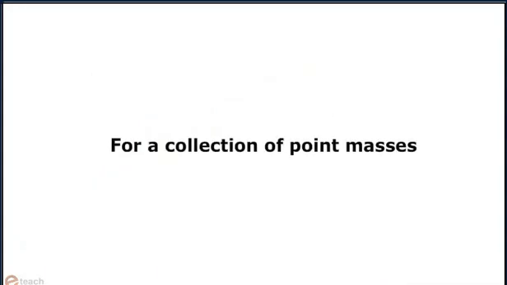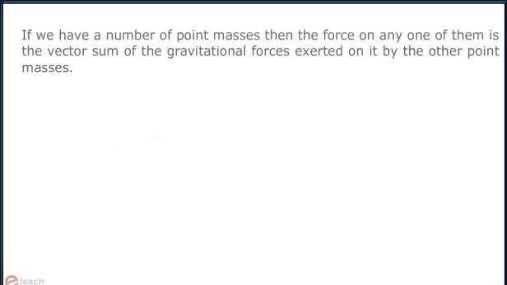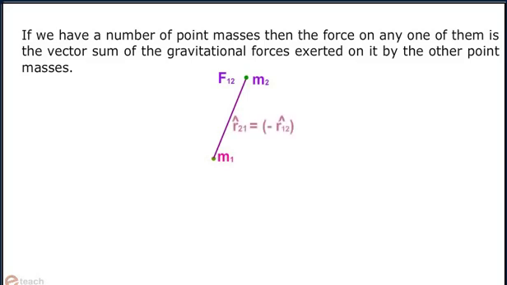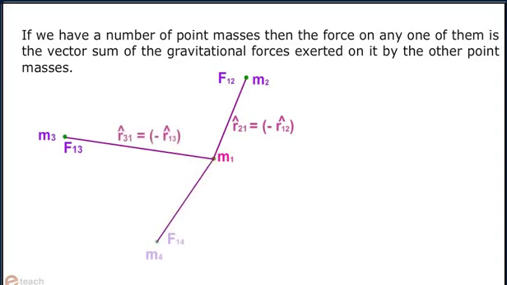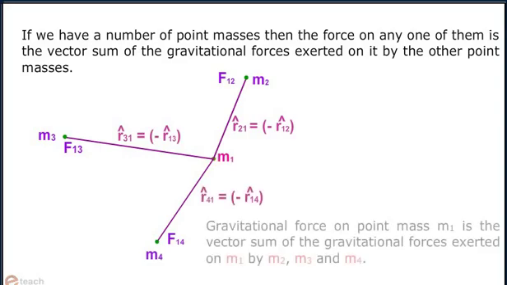Now let's understand it for a collection of point masses. If we have a number of point masses, then the force on each one of them is the vector summation of the gravitational forces exerted on it by the other point masses. You can see here on the mass m1, F12, F13 and F14 are the forces applied by the other point masses. The gravitational force on point mass m1 is the vector sum of the gravitational forces exerted on m1 by m2, m3 and m4.